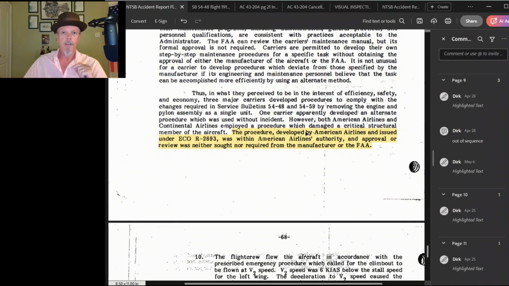So the procedure developed by American Airlines and issued under ECO R2693 was within American Airlines authority and approval or review. No approval or review was sought nor required from the manufacturer or the FAA. So basically, there's a program in place where American Airlines can develop their own procedure. They don't need authority or approval from the manufacturer or the FAA.